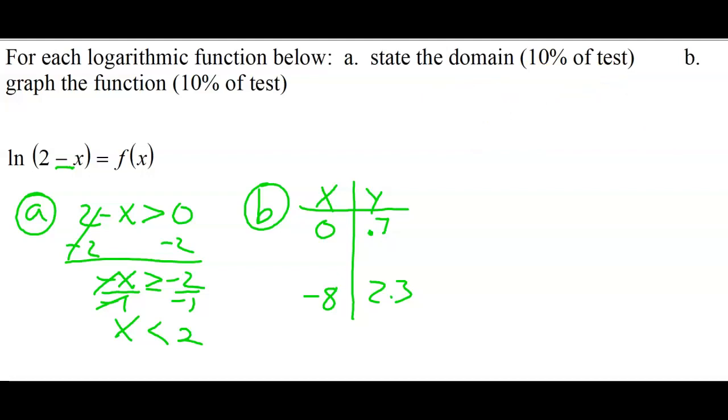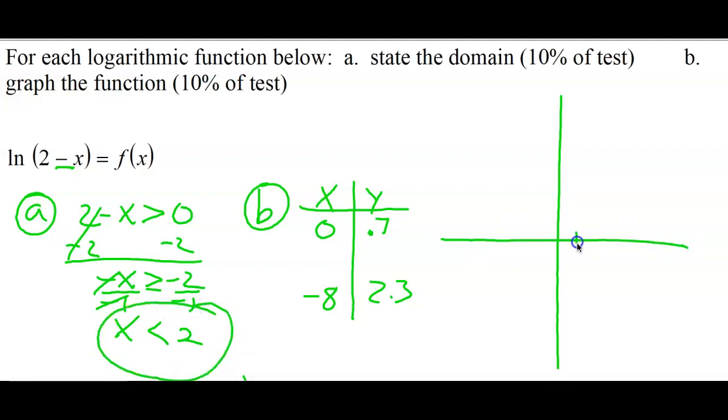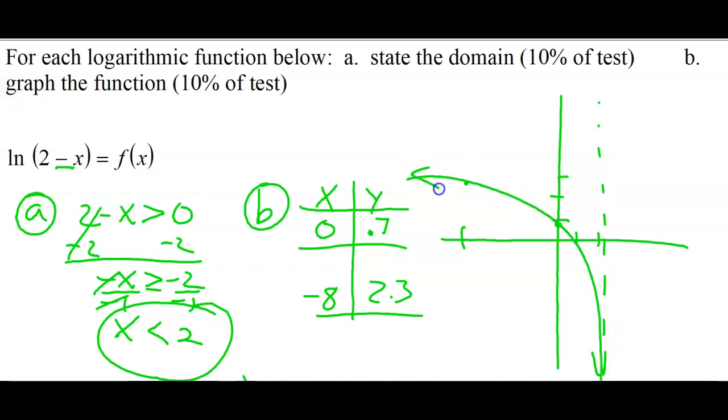All right, so now we're ready to graph. So once again, we're going to start by plotting our asymptote at 2. We're going to plot our point 0 and 0.7. I don't think I'm plotting that right. 0.7 would be like here, actually. And then negative 8 and 2.3 would be like here. And the way you would connect those dots to get the appropriate shape would be something of that nature. Okay. And that is that.